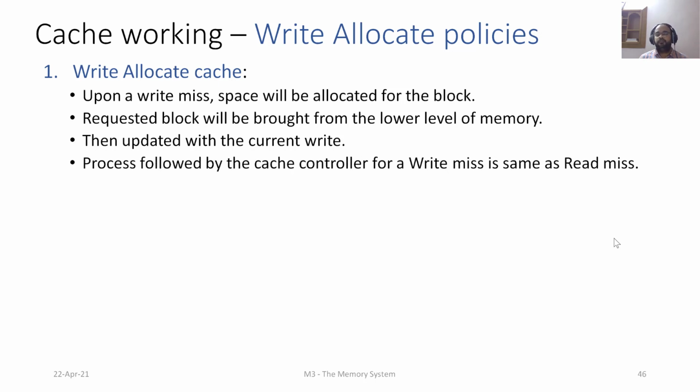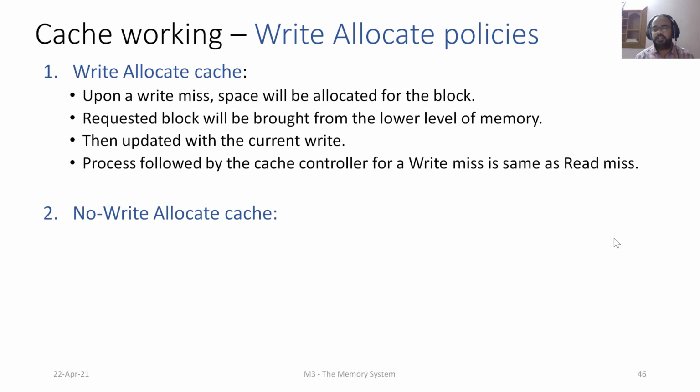So the process followed by the cache controller is more or less the same as a read miss. Even for a read miss, we get the data from the lower level of memory and write it into the cache, and some part of it will be forwarded, let's say, to the processor. In the write miss case, for a write allocate cache, something similar happens. We look for the block. If it is a miss, it will be brought from the lower level, written into the cache, and then whatever write value is there will be written on this block, and the block will be residing in the cache. When it comes to no write allocate, it is exactly opposite.